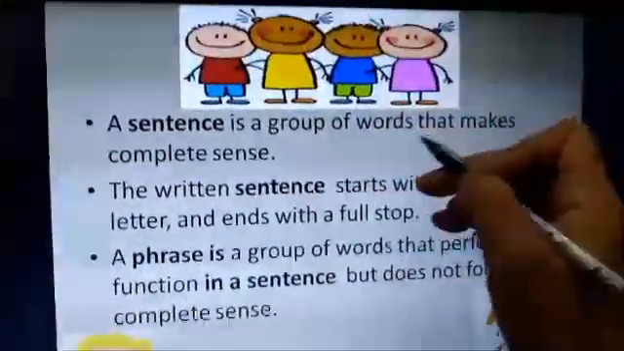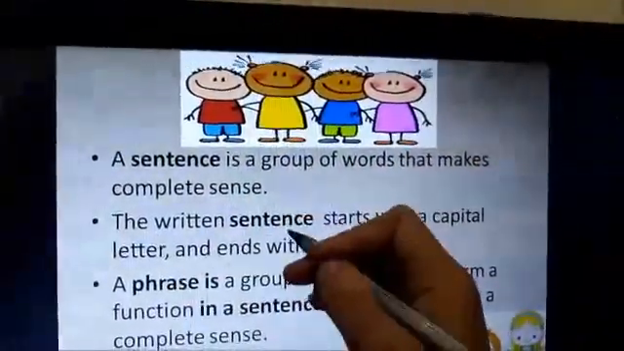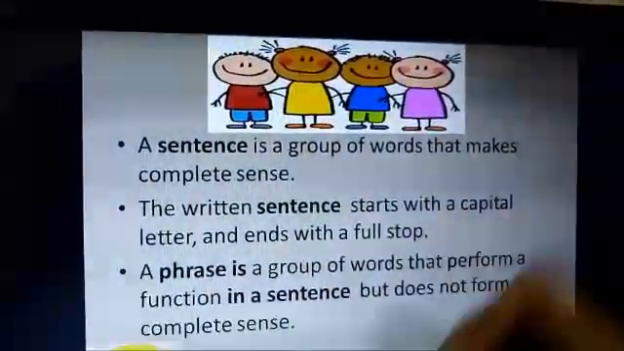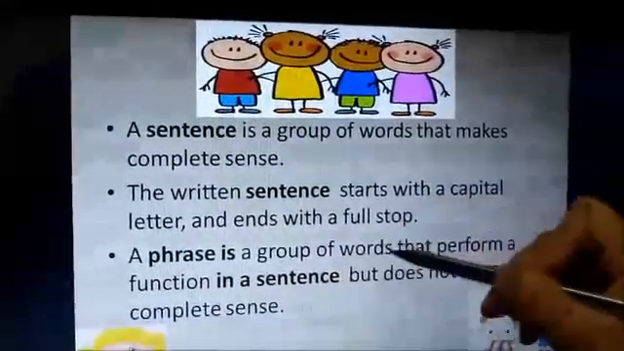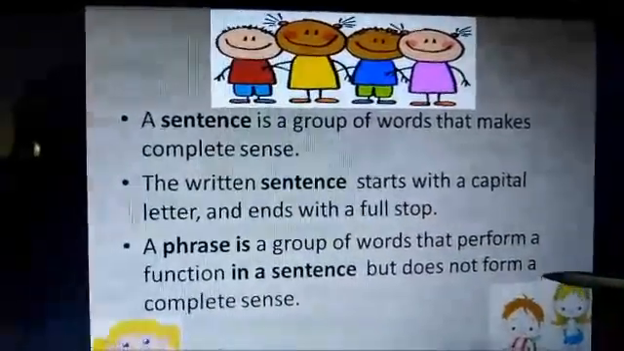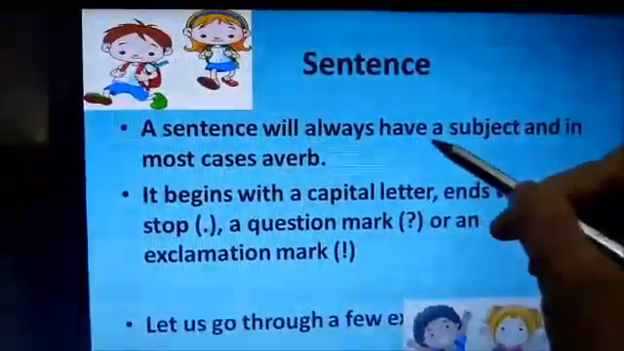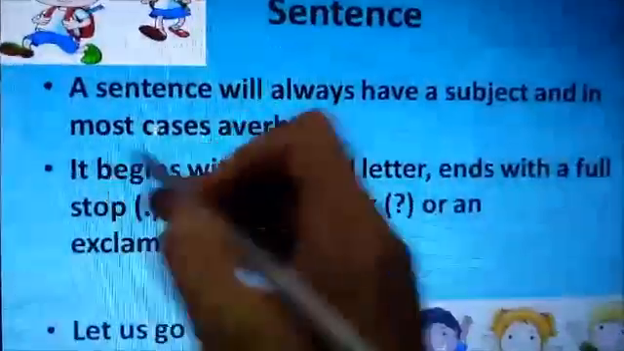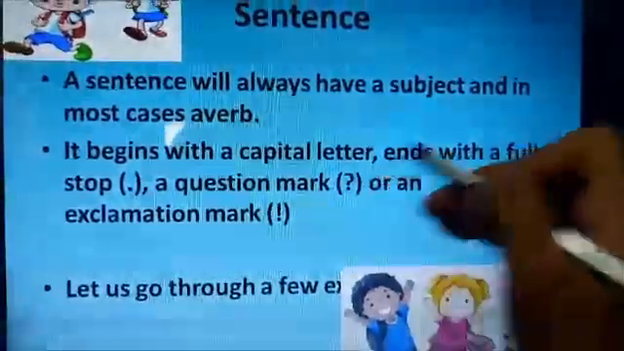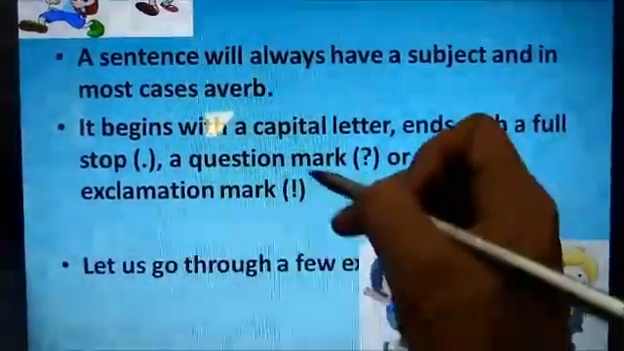A sentence is a group of words that makes complete sense. The written sentence starts with a capital letter and ends with a full stop. A phrase is a group of words that perform a function in a sentence but does not form a complete sentence. A sentence will always have a subject and in most cases a verb. It begins with a capital letter, ends with a full stop, a question mark or an exclamation mark.